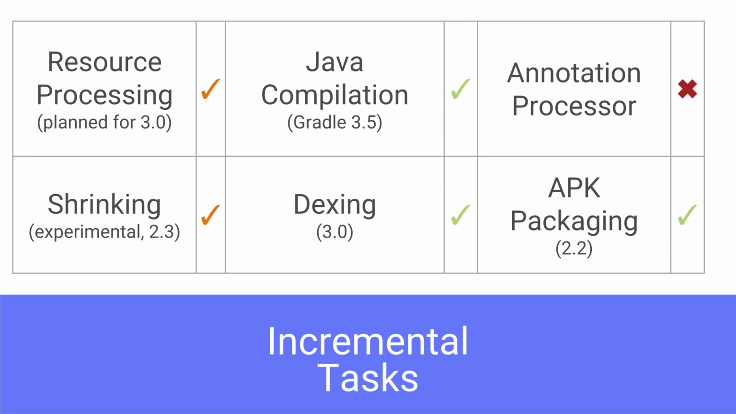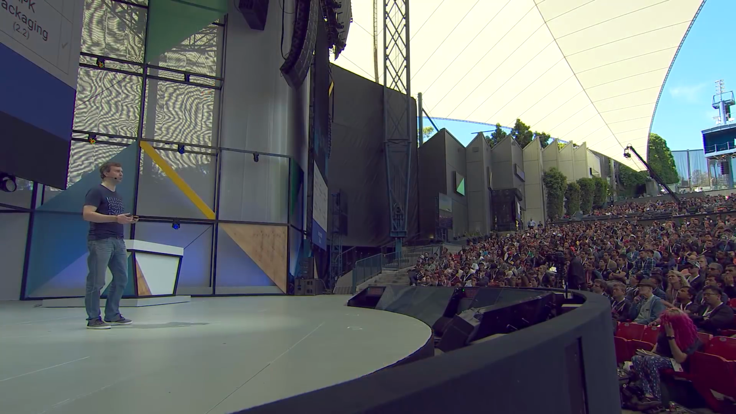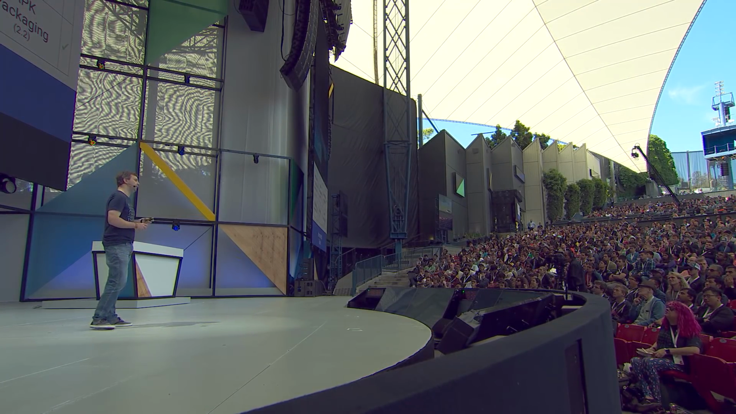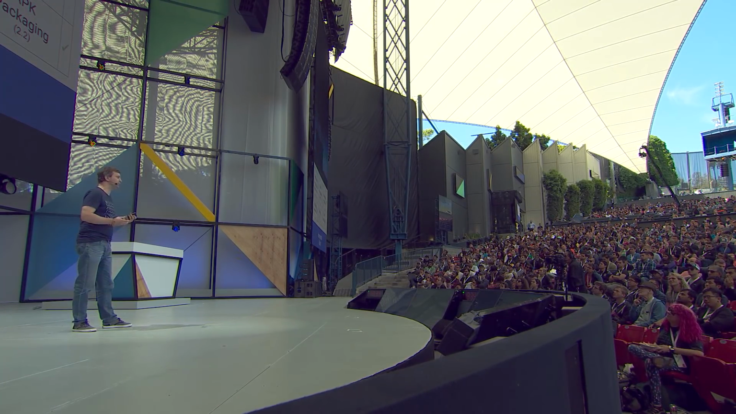Dexing in the plugin 3.0 is incremental on a per class basis and works with legacy multidex as well. So that will make a big difference. And then finally, APK packaging in 2.2, we released as an incremental packager so that we don't have to recompress entries that didn't change from the previous build. And then we have a couple of tasks like resource processing. We are working on it using AAPT2. We've made a lot of progress. We're planning to release that for 3.0, for the final 3.0.